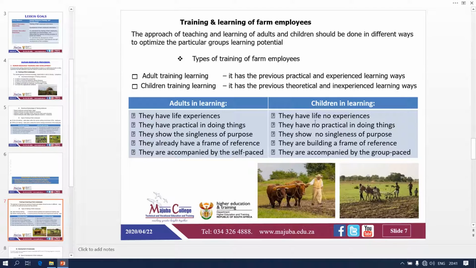Children, they have no life experiences. You can see where this one is walking, right in the middle where they are busy plowing. Right in the middle. Look at this fellow. He's on the side. No practical experience in doing things. Look at these ones. They are two holding. These are new. They are new in this field. They show no singleness of purpose. They are building the frame of reference. They are still building these ones. But they are accompanied by the group pace. It depends on the group what is happening in terms of them moving forward.